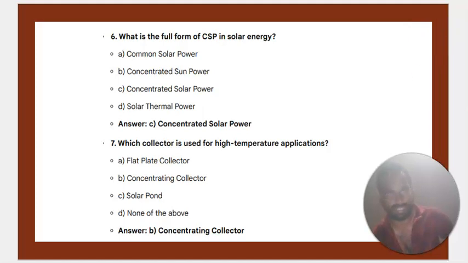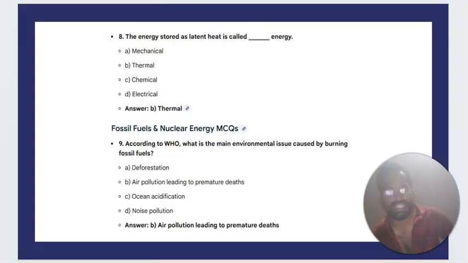Now moving to the next slide, you can see a few more important bits, especially on the 6th slide, the 8th bit. This bit is very important. It came in an earlier exam also, a very competitive exam. The energy stored as latent heat is called dash energy. Heat means nothing but, as you know very well, thermal. So the right answer is B, thermal is the right answer.